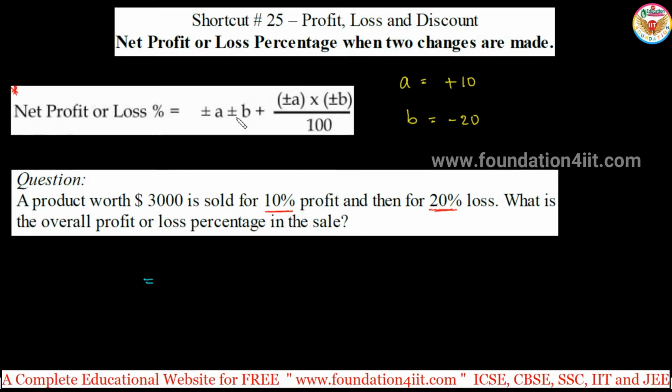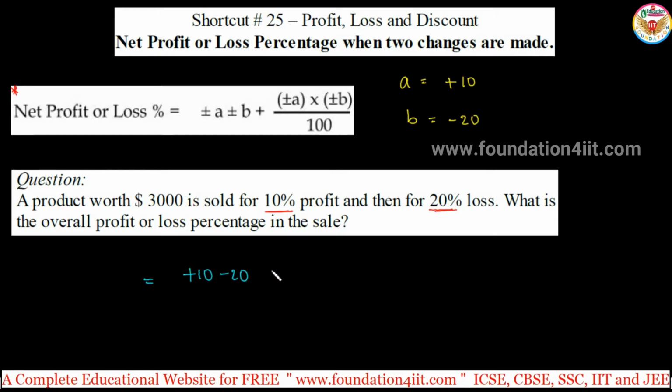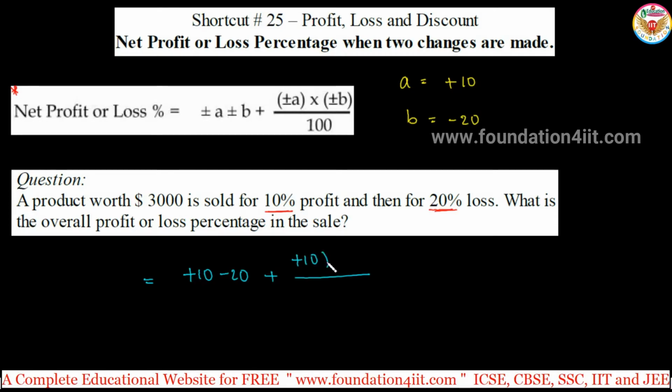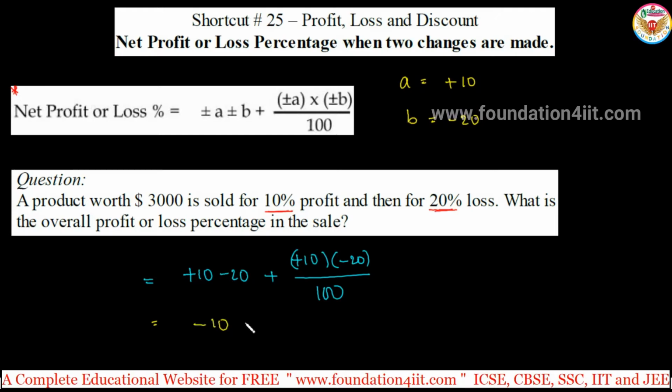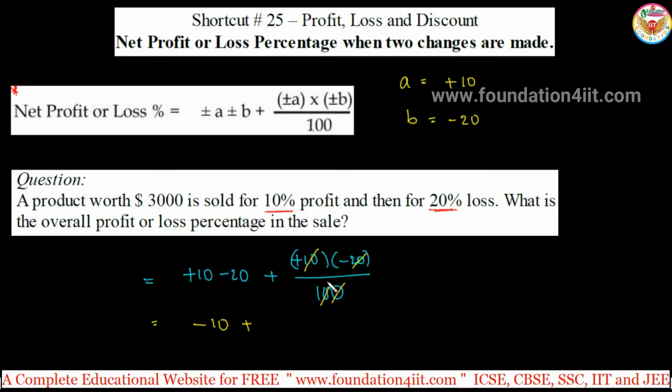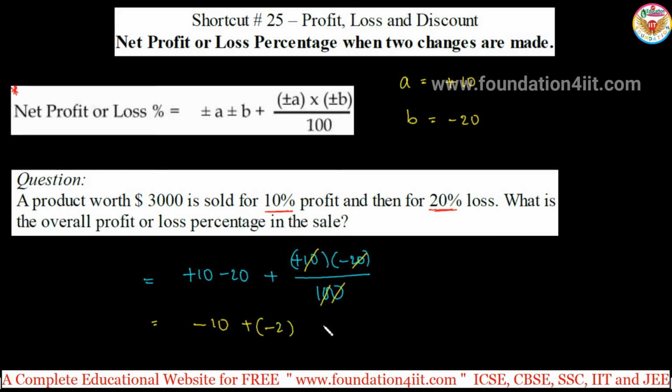So A plus B plus A times B by 100. There is plus 10 minus 20 plus, numerator is again plus 10 into, close the bracket, minus 20 divided by 100. We can simplify this. 10 minus 20 is minus 10 up to here. 10 into minus 20, you can cancel the zeros, 0 and 0. Multiplication, so plus into minus is minus 2. Minus 10 minus 2 is minus 12.